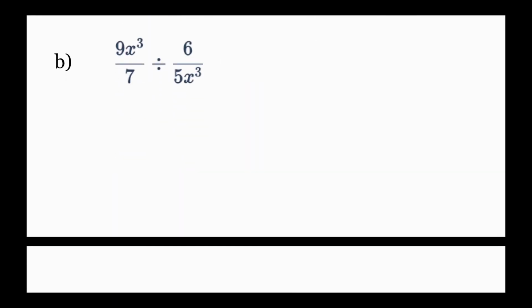Letter B. Before we can do any type of factoring or any type of multiplying or any type of canceling out giant ones, we have to keep change flip. So I'm going to rewrite it. The first one stays the same. The sign changes to multiplication. And the second one flips.